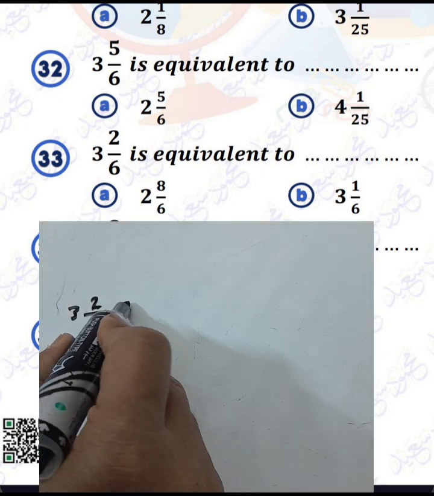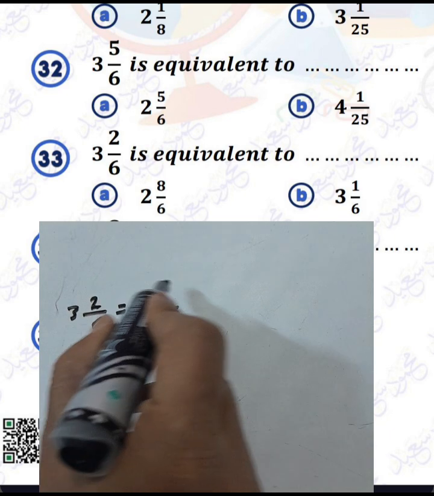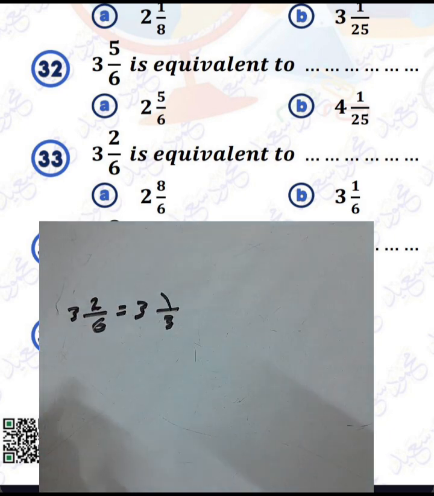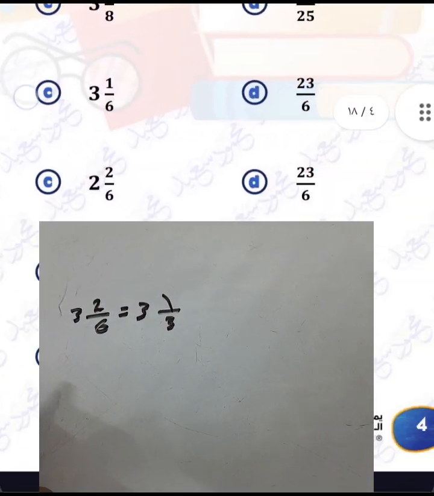3 and 2 over 6 will be 3 and a half. Sorry, it will be 3 and a third, because 2 divided by 2 equals 1 and 6 divided by 2 equals 3. 3 and a third.